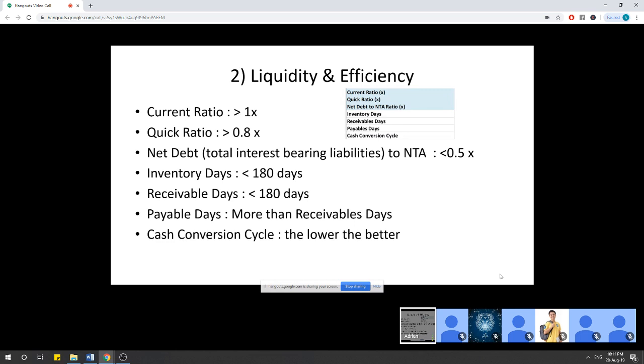Of course, you can see all the numbers here, more than 1 time, 0.8, 0.5. It's just a general rule here. It's not fixed. It all goes back to how well you understand the business. Like net debt to NTA, if you notice Disney, I think it has more than 3 times, meaning 300% leverage against the equity.